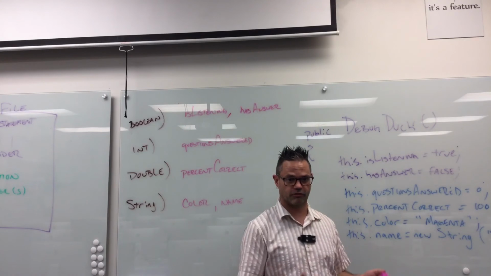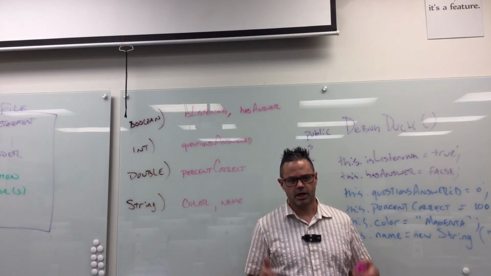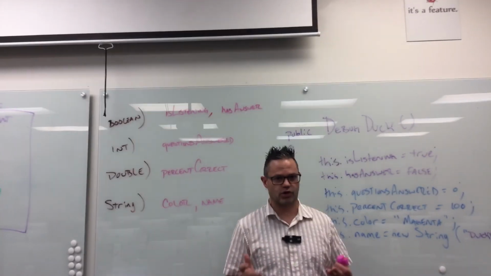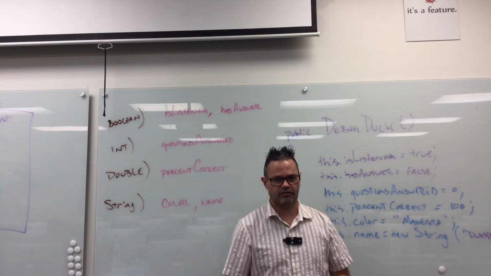I'm using a string literal for the color and a new String for the name. I could do it both as literals, it'd be totally fine. We'll talk more about that another time, but it works either way. So I can use either a string literal or a string with a constructor. They both work just fine. And we have that working just fine.